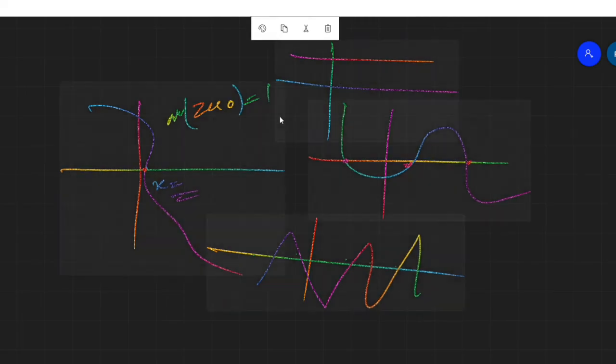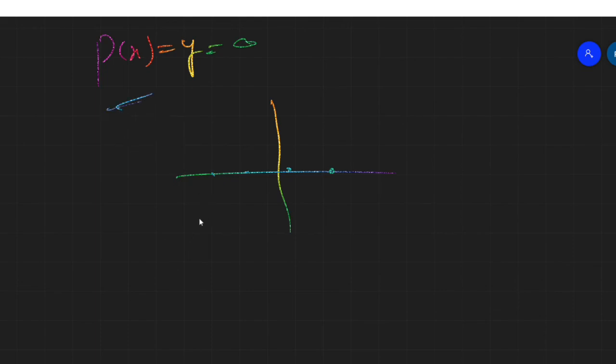Because we know what we said when we defined the zero of a polynomial: it is the x value where p of x will be 0. P of x is basically the y coordinate, the resulting value is y actually. So for a zero of a polynomial, the y coordinate has to be 0. We know y is 0 only on the x-axis. So all the points where the graph of a particular p of x intersects the x-axis are nothing but the zeros of the polynomial.